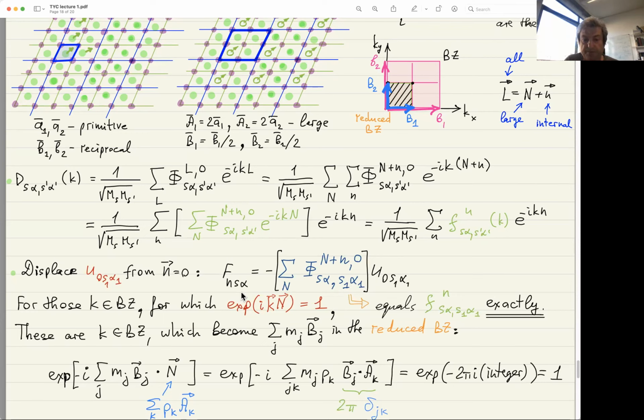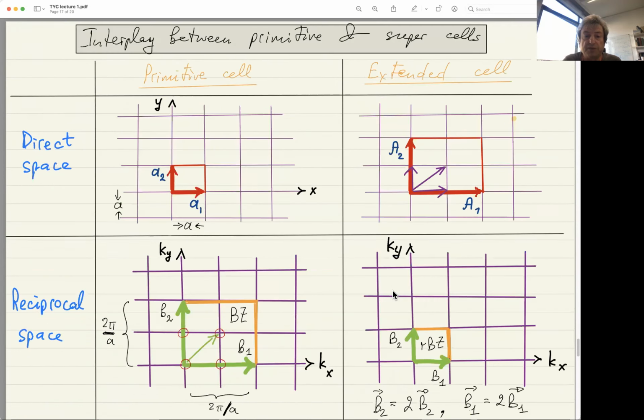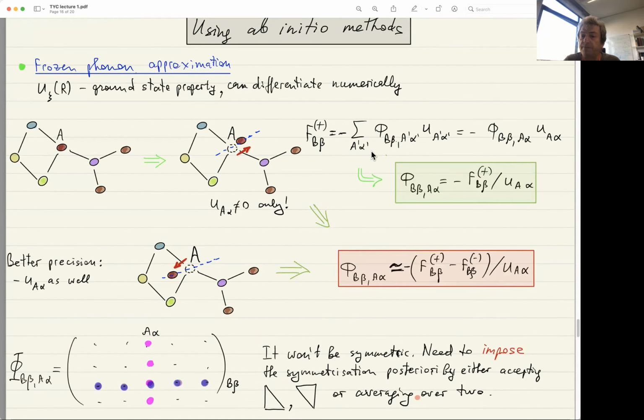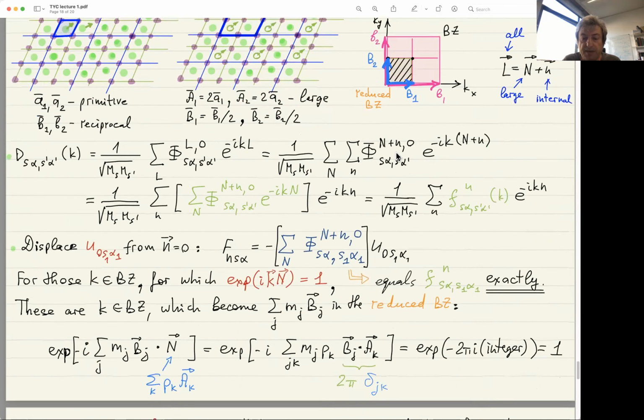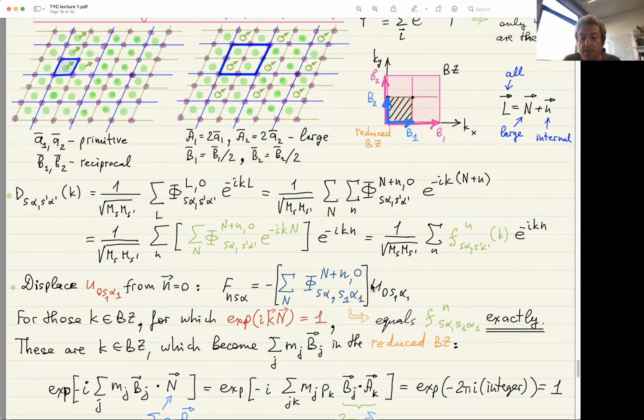So that would be this. So we will determine all forces on atom S in all directions alpha for all internal translations n. So for all independent degrees of freedom associated with our extended cell. And that force, on the other hand, will be given by that expression. We came across this expression before, if you remember, when we considered this force constant matrix. This one. But this time, because we displaced just one atom, the sum over capital N remains.